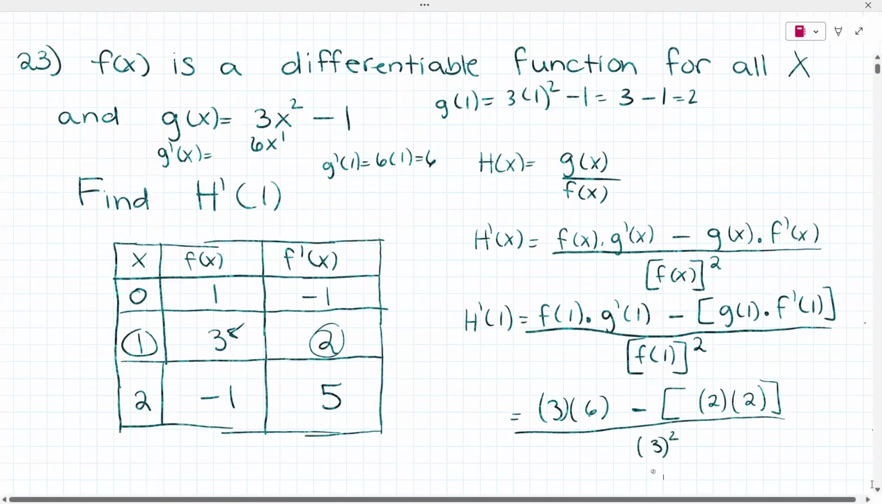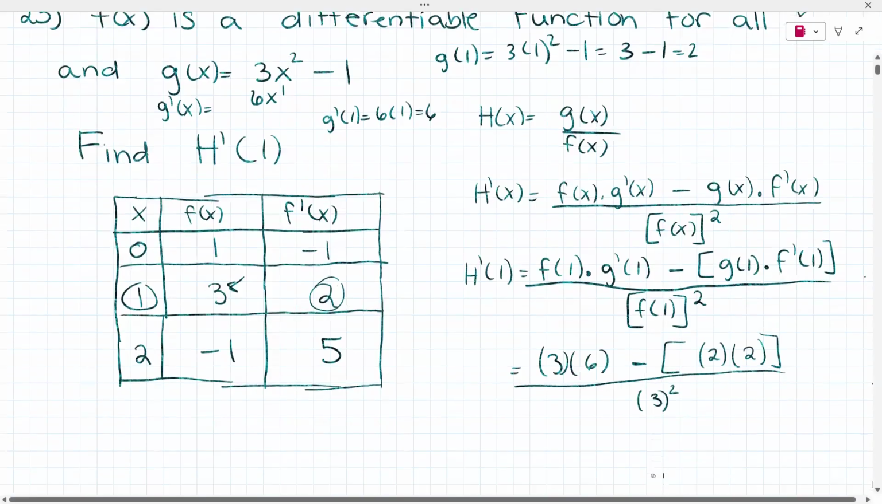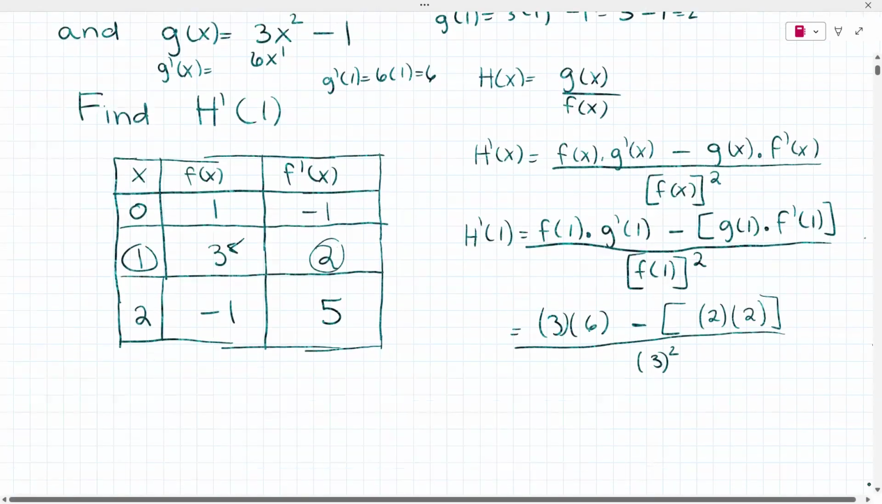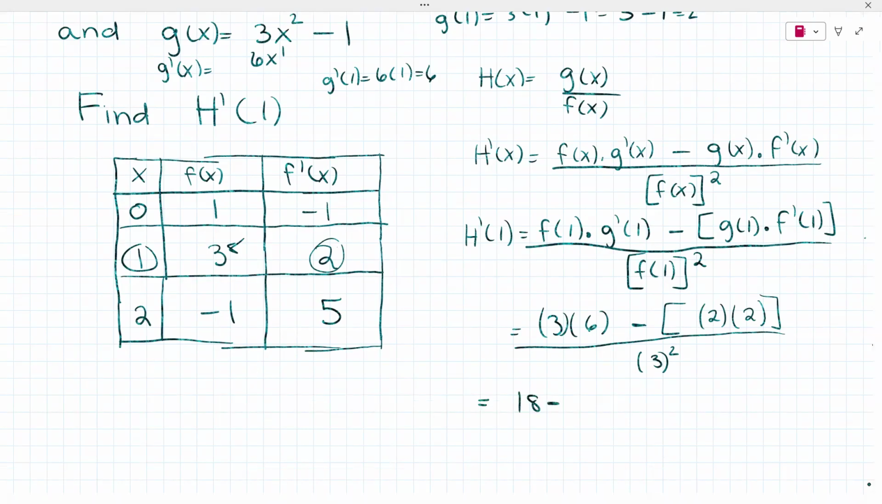Okay, now we just do some algebra. 6 times 3 is 18, minus 2 times 2 is 4, over 3 squared is 9. That would be 14 over 9. Can it be reduced? No. So that is my final answer, 14 over 9.